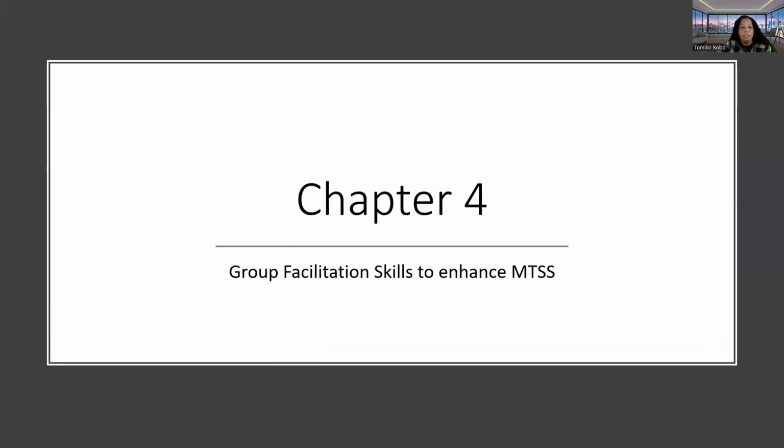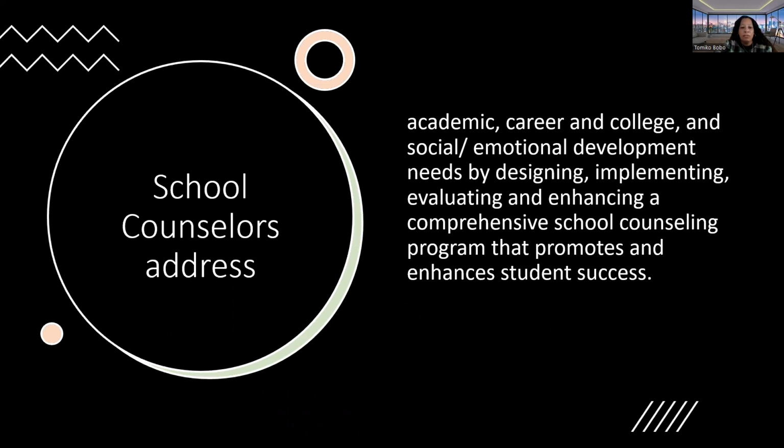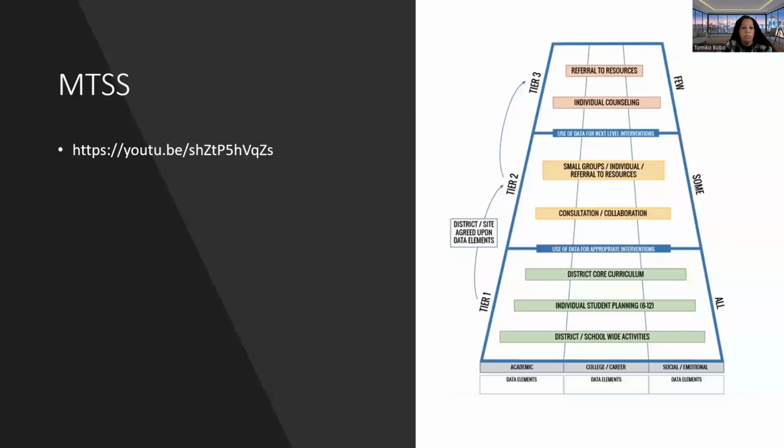In chapter 4, we talked about group facilitation skills and the MTSS model, okay? So what school counselors address is academic, college and career, and social emotional development needs by designing, implementing, evaluating, and enhancing a comprehensive school counseling program that promotes and enhances student success. So we are focusing on making sure that the students receive their needs in academic, college and career, and social emotional development. So this is the MTSS model for school counseling.